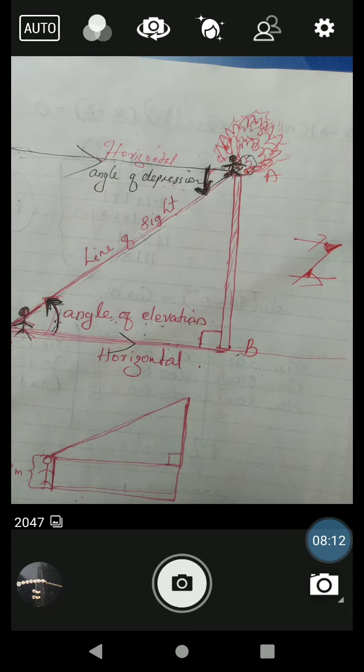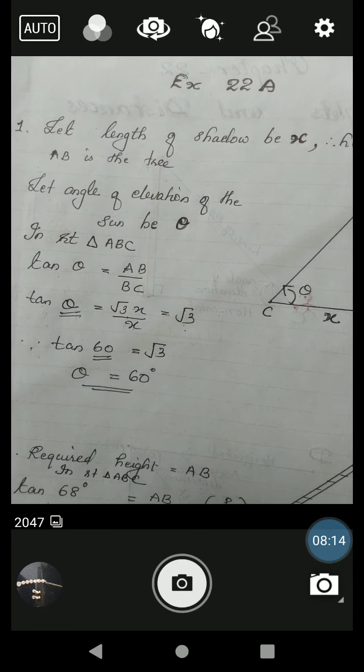Now we can do some questions. First question, exercise 22A, first one. I'll read the question. The height of a tree is √3 times the length of its shadow. Find the angle of elevation of the sun. Look here.